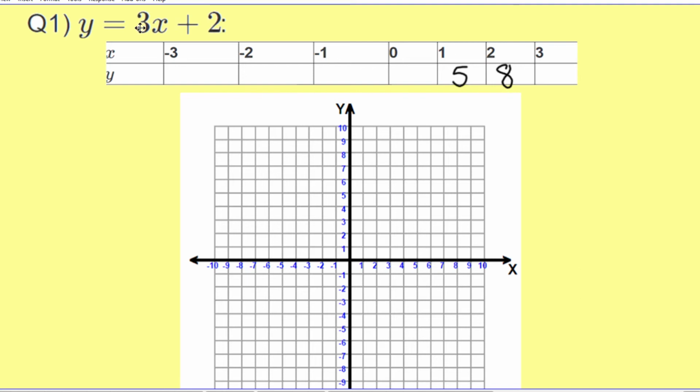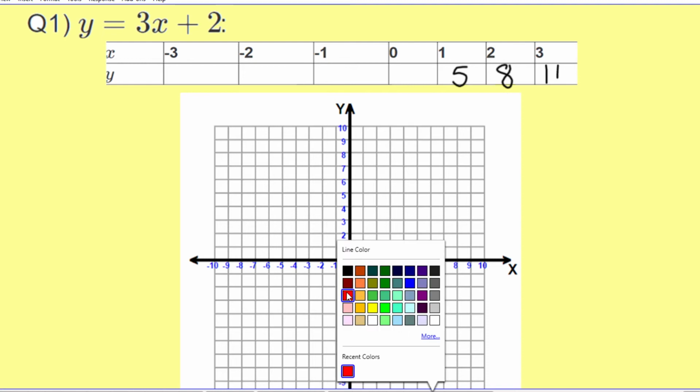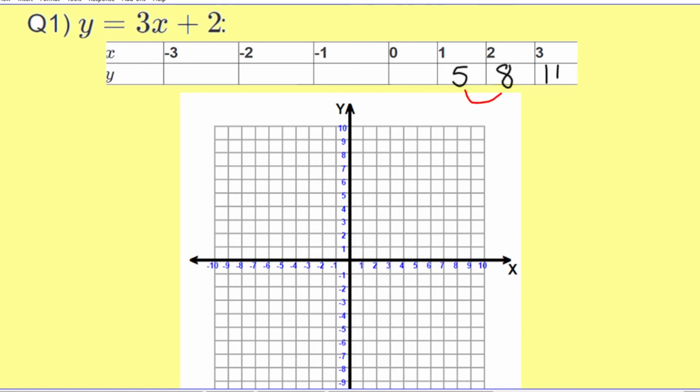My next one is 3 times 3, which is 9, add 2 is 11. So now I've got these three values. What I'm going to do is try and look for a pattern here. So I've got 5 to 8 and 8 to 11. So what that's showing me is I'm going up by 3 each time. So to get these previous values, what I need to do is take away 3 each time.